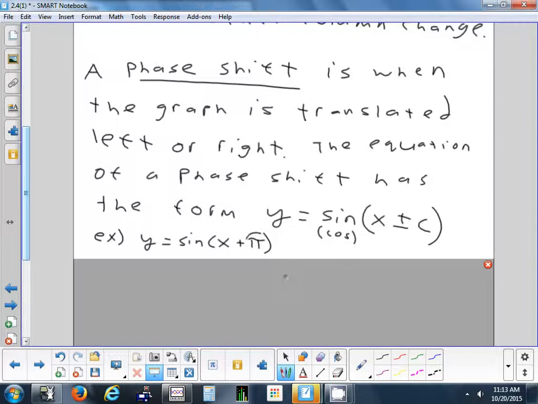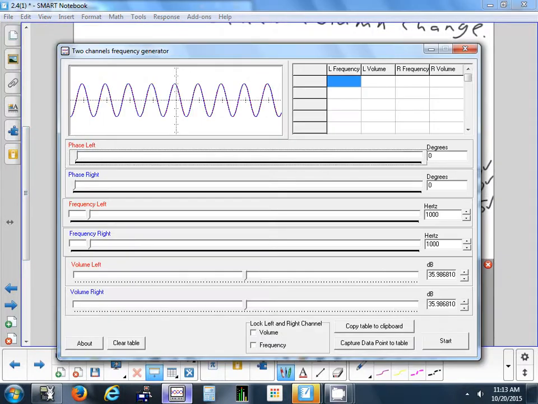Most of the time, the number you see right here is going to be one of 3 things: pi, pi over 2, or pi over 4, just because those are common numbers. Pi is 180, pi over 2 is 90, pi over 4 is 45. So when we shift something, we're usually going to shift it by one of those degree amounts. But as you can see from the picture, you could shift by 56.8 degrees if you wanted. We usually stick to nice numbers.